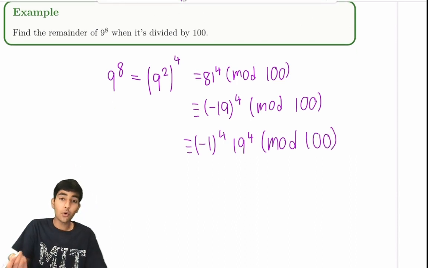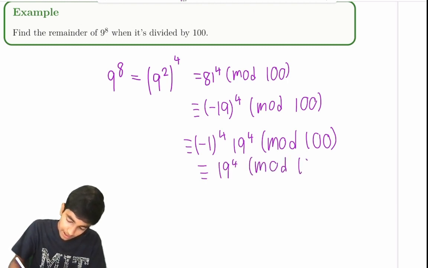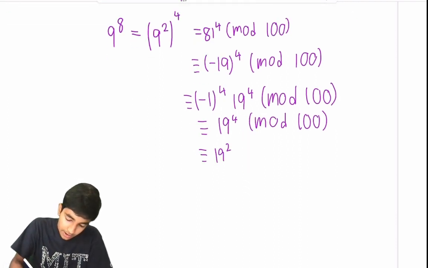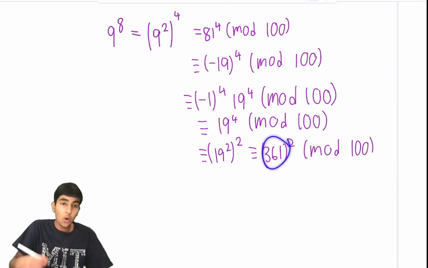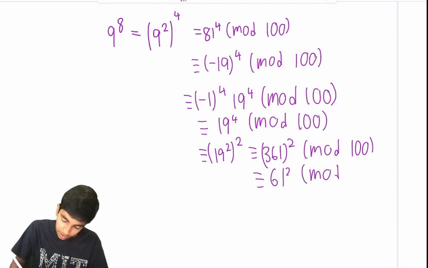And negative 1 to the 4 is just 1, so it's just 19 to the 4 mod 100. And now we can just do something similar again. This is 19 squared, which is just 361 squared mod 100. And now we use the same rule again. 361 squared, 361 is 61 mod 100. So this is 61 squared mod 100.